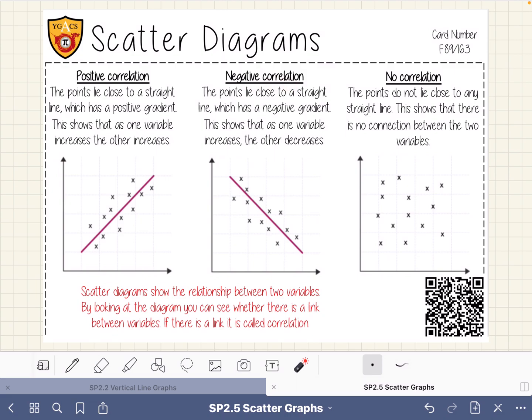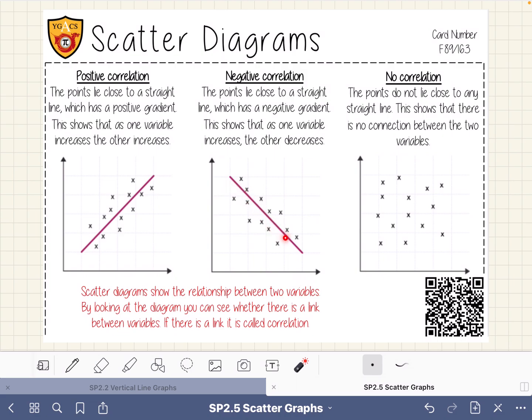Looking at negative correlation, we can see that the general trend of the points goes down the page. That means as one variable increases, the other decreases. For example, a single released by a top artist would probably have lots of downloads on day one. As the months increased for that particular single, the sales would more than likely decrease.